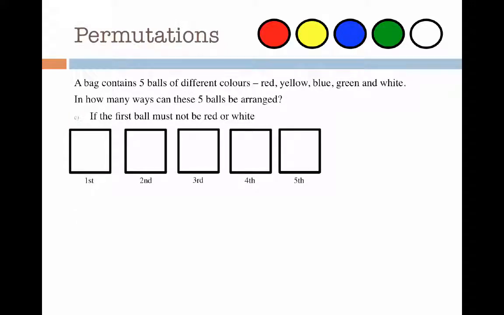Let's look at C now. If the first ball must not be red or white, why don't you try pausing the video now and working out what you think the number of permutations is going to be.